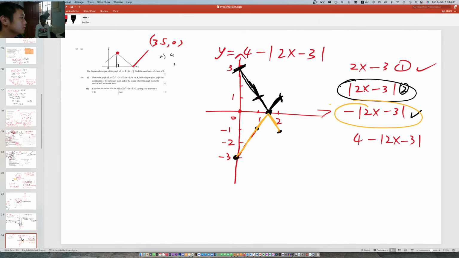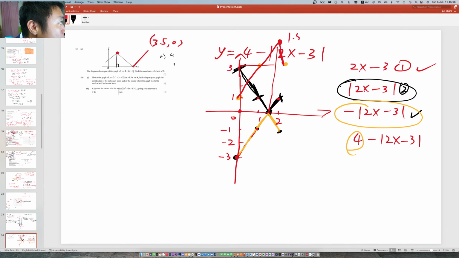Okay? Now you need to raise by 4. So minus 3 will go to 1. Minus 1 will go to 3. 1 will go to 5. Minus 1 will go to 3. Yeah, this is the final one. That's why this one is what? 5. Like this is 1.5. I think it's 1.5. Then this is 5.